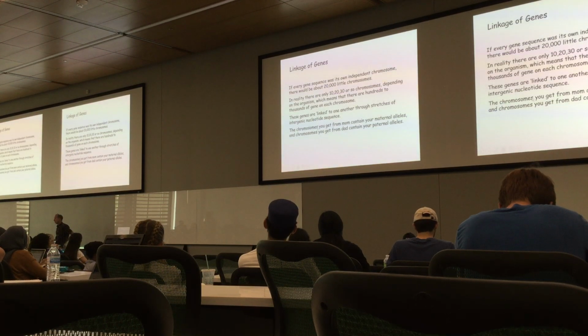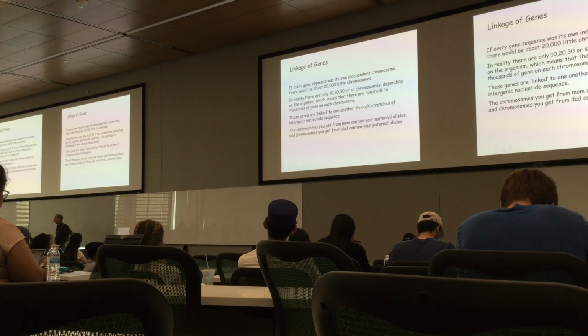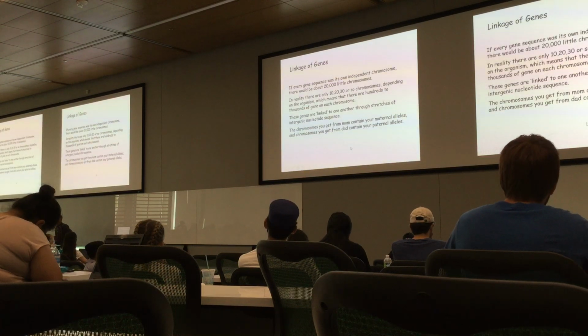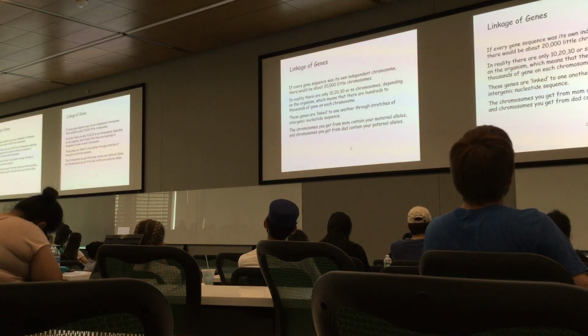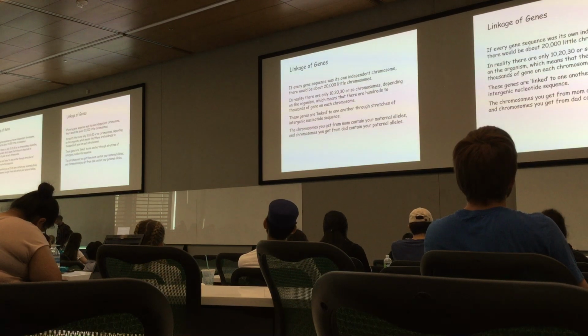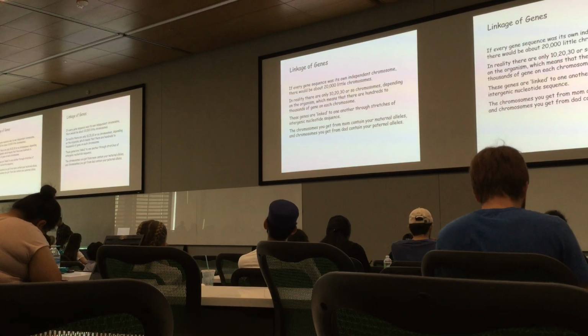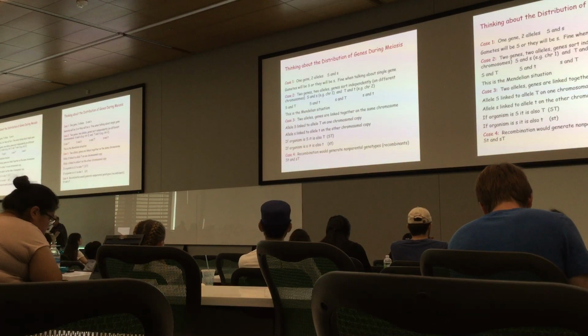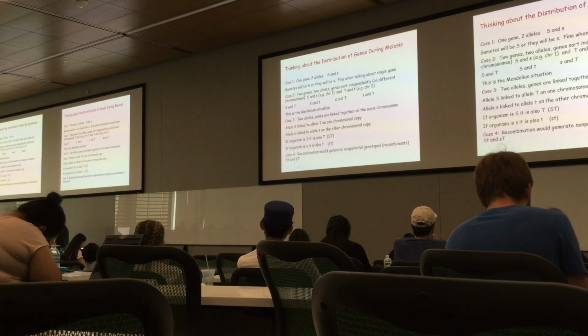Okay, and just a reminder again, the chromosomes that you get from your mother will have all of your maternally derived alleles. The chromosome set that you get from your father contains all your paternally derived alleles. And we'll come back to this later when we look at adults as mixers of their own parents' DNA. Okay, so let's think about the distribution of alleles or genes during meiosis.